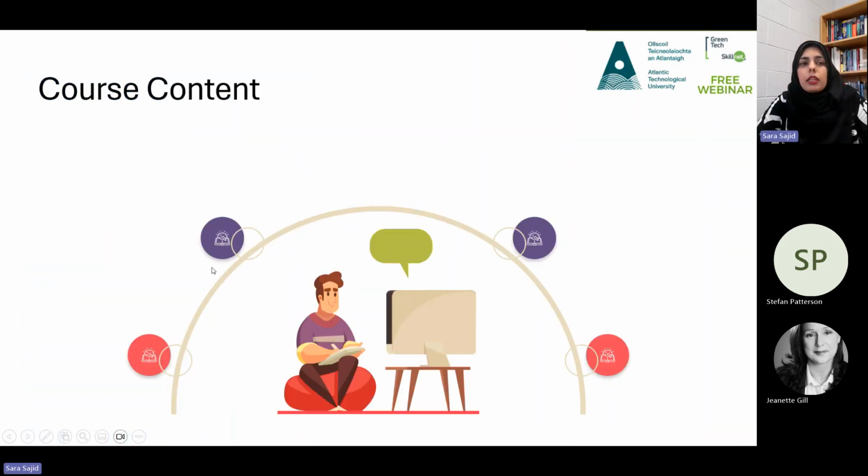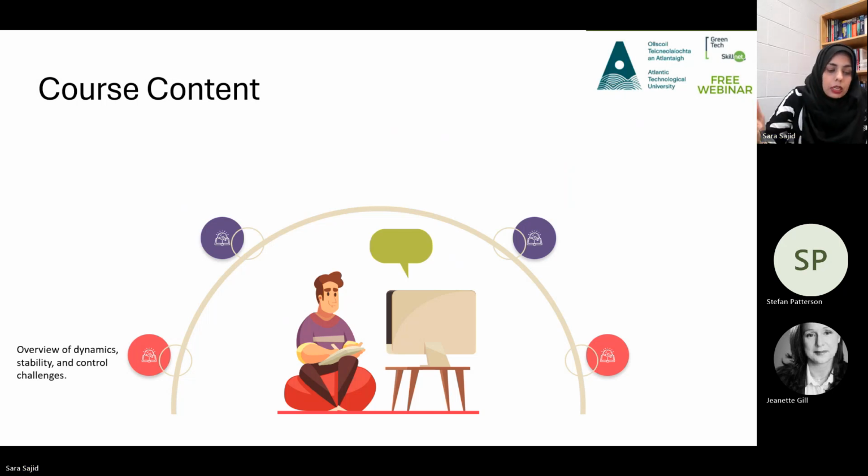So next is about the course contents in this particular module. Initially, we will definitely go for the introduction, and then we'll go into the structure and the components of power systems and an overview of the dynamics, like stability, reliability, and control challenges of your power system and the grid. It also includes its importance with the microgrid as well.